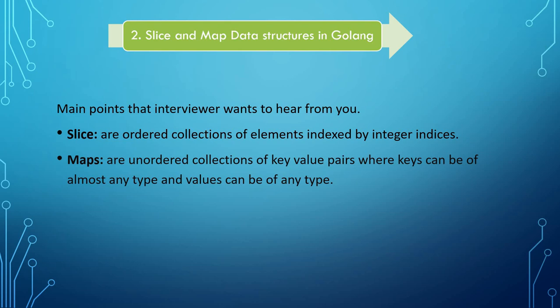Slices are an ordered collection, and the elements in them have indexes, indexed by integer. When we talk about maps, maps are an unordered collection. This is very important. Maps are an unordered collection of key value pairs where keys can be of almost any type and values can be of any type. This is the most important question. Directly they can ask whether the map data structure is ordered or unordered, so you have to tell here that it is unordered.